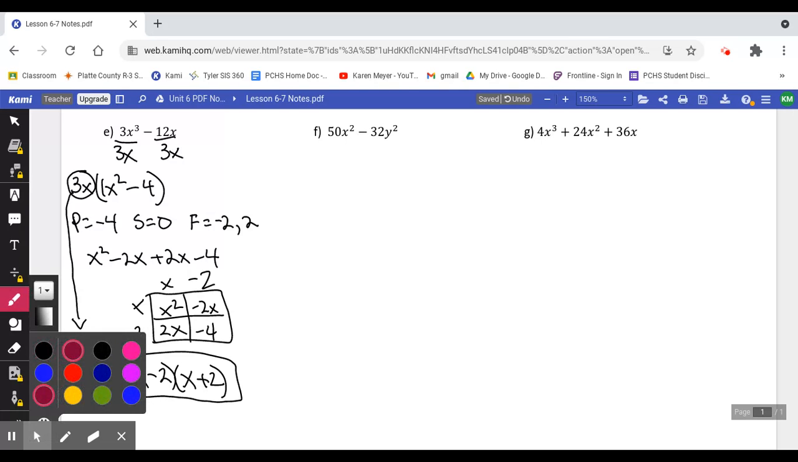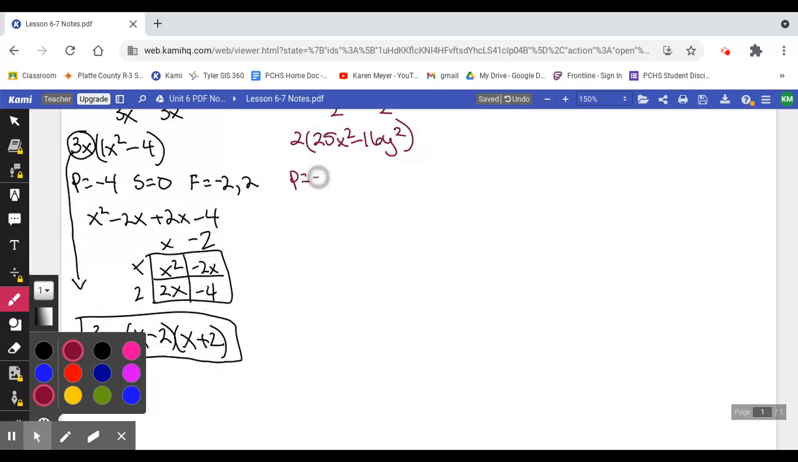Okay, next problem. Does it have a GCF? Why, yes, it does. Each number is divisible by 2. So then you're looking at 2 parentheses 25x squared minus 16y squared. Okay, product would be 25 times negative 16, which is negative 400. There is no middle term, so that means the middle term is 0. So what multiplies for negative 400 that adds for 0? Hopefully everybody says positive 20, negative 20.